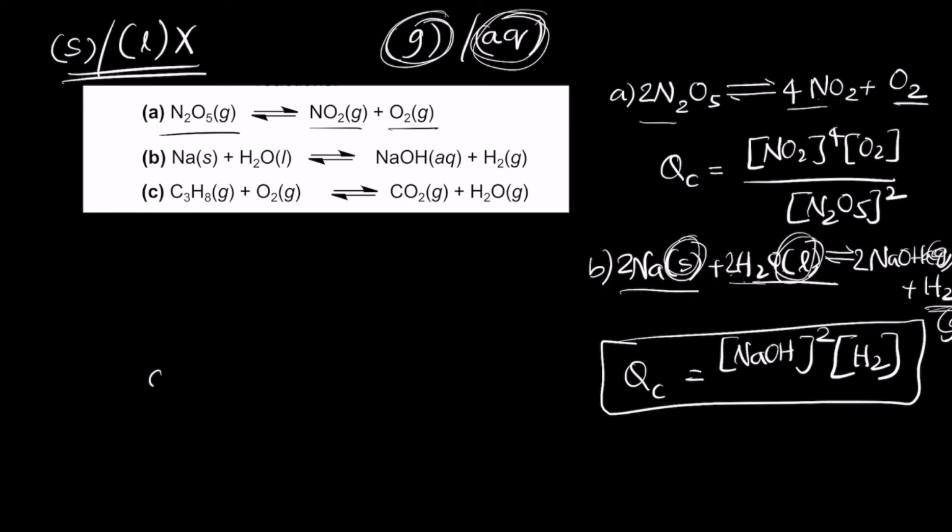So use the same principle now and try to balance the equation C first, and then second try to write down the reaction quotient for that particular value. So pause the video right here and try to solve that problem.